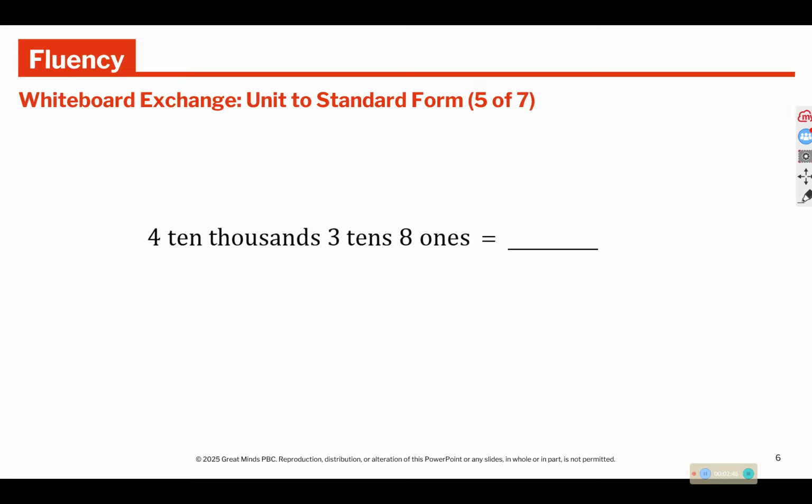4 10,000s, 3 tens, and 8 ones. This time it did not mention the thousands or the hundreds place, so you will need 2 0 digits in this answer. Form your response, and we will reveal in 3, 2, 1.